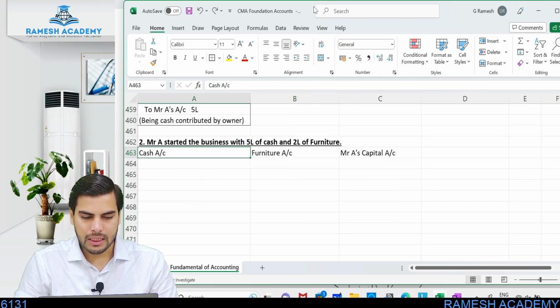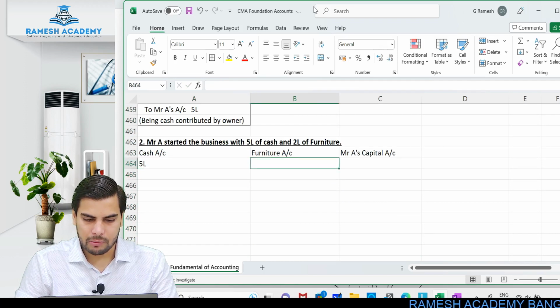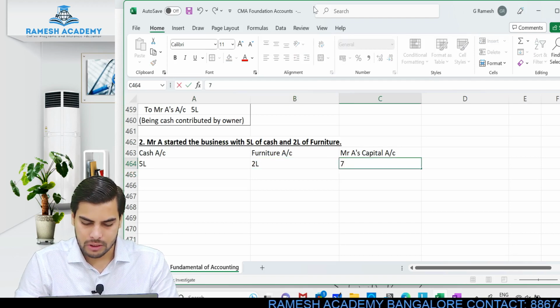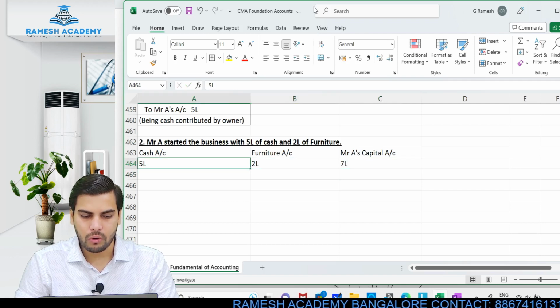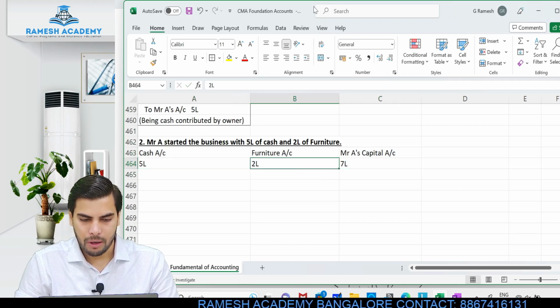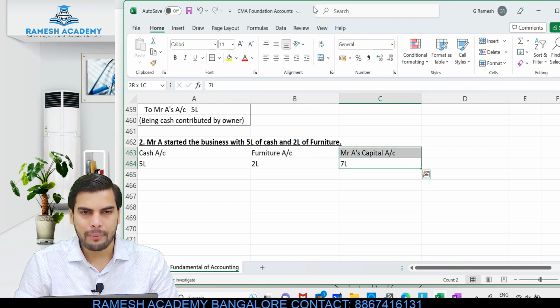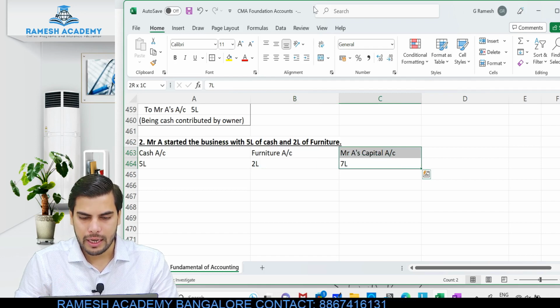So how much is he bringing in? He is bringing in 5 lakh rupees of cash and 2 lakh rupees of furniture. So the total value contributed by the owner will be 7 lakh rupees. Not only the 5 lakh rupees of cash, but also the 2 lakh worth of furniture will be considered a component of his capital. So the total capital contributed by Mr. A would be 7 lakh rupees.